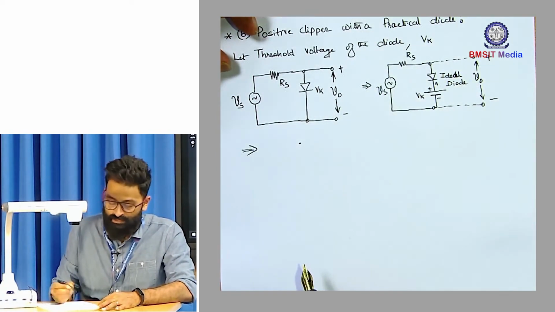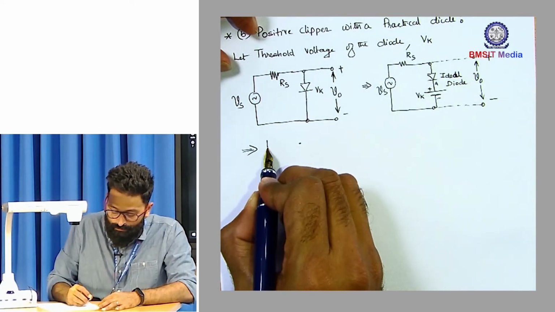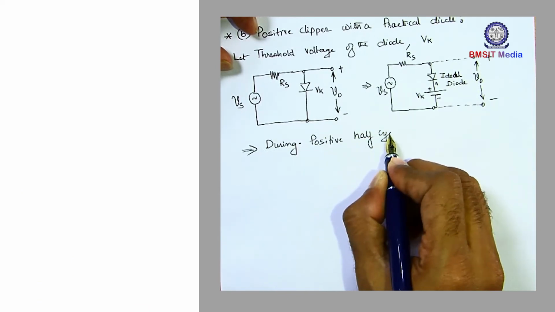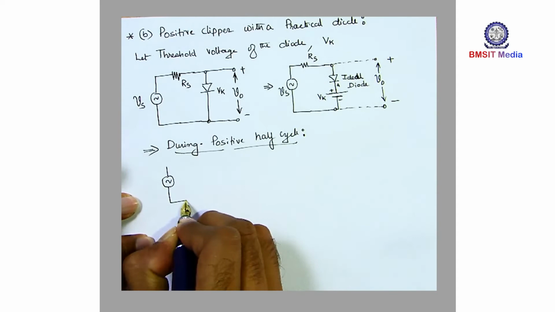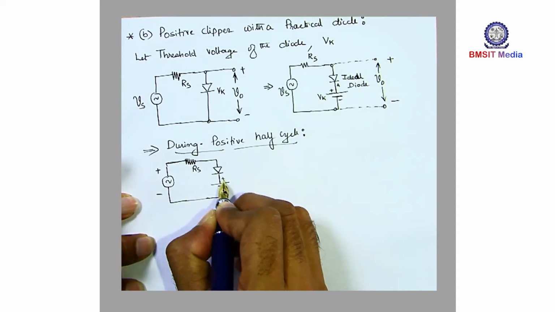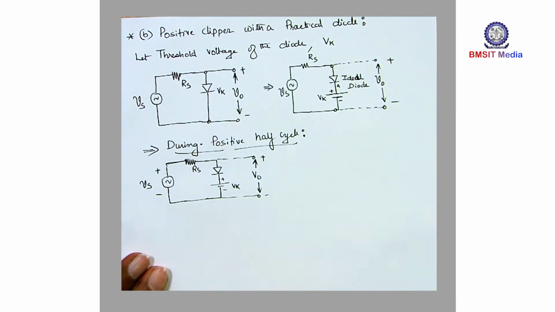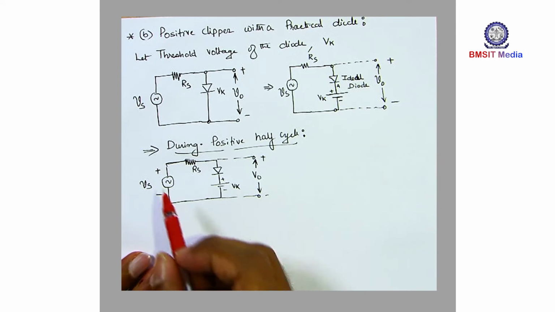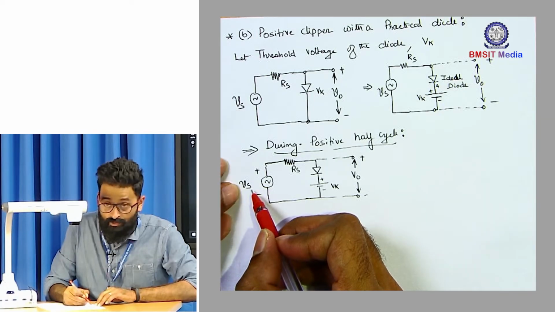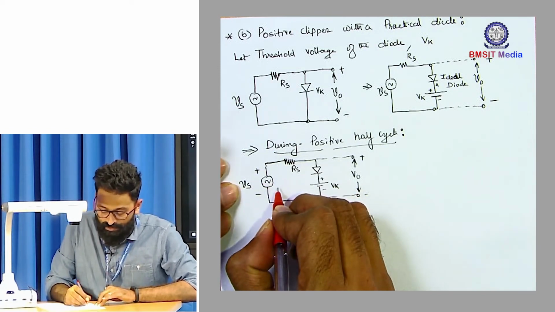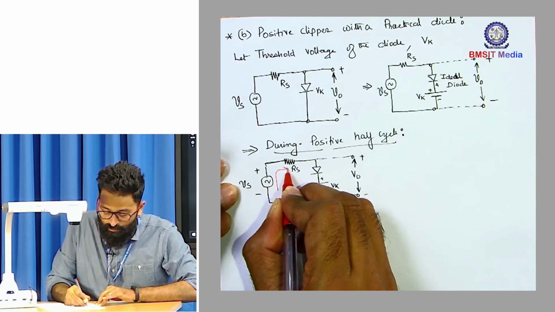So now let us look at the circuit operation. During the positive half cycle, you assign the polarity. Now, during the positive half cycle, what you have to do is identify the pressure applied by the sources. If you look at the input voltage source Vs, it is trying to circulate the current in the clockwise direction.